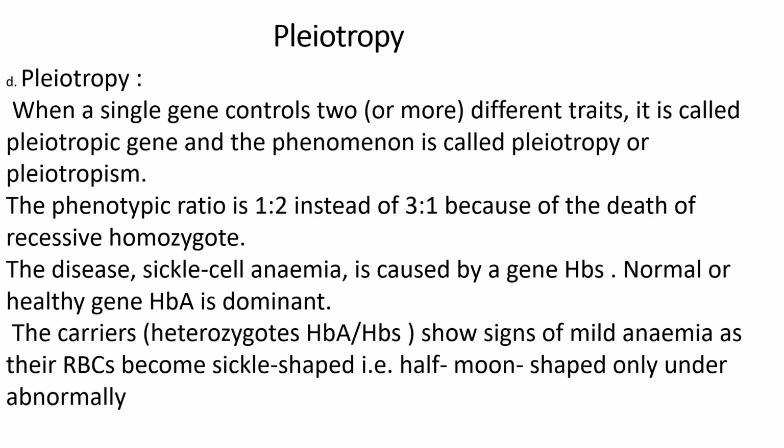The pleiotropic phenotypic ratio is 1:2 instead of 3:1 because of the death of the recessive homozygous. We will discuss one disease, sickle cell anemia, which is caused by the gene HbS. Here the RBC shape turns into a sickle shape, so it is called sickle cell anemia. The normal healthy gene is HbA and it is dominant. The carriers show signs of mild anemia, while their RBCs become sickle shaped, half moon shaped, under abnormal conditions.